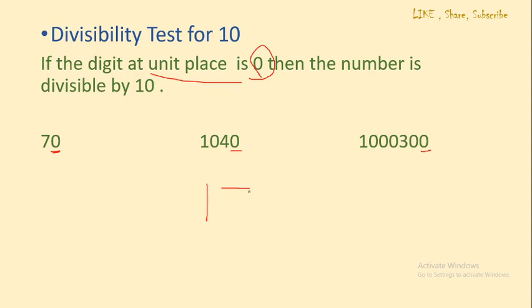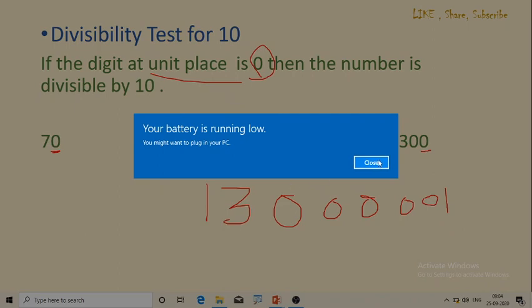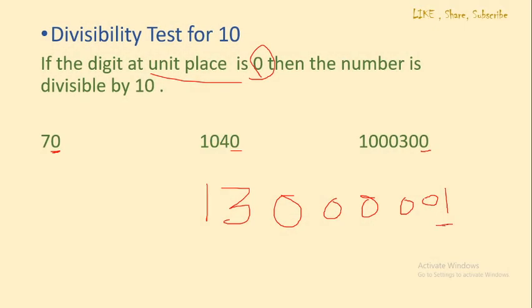I'll show one more number. For example, what about this? See, 1 0 0 0 0 0 0 1. Is it divisible? No, this cannot be divisible, because at the unit place we have 1. We have 1 at the unit place, so this is not divisible. So let us see next.